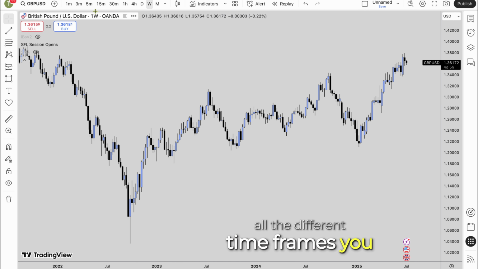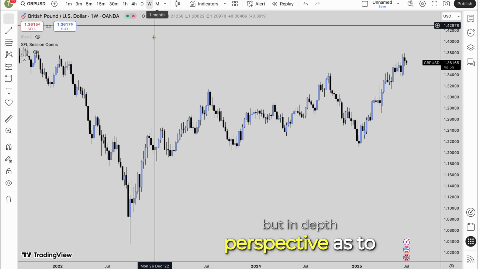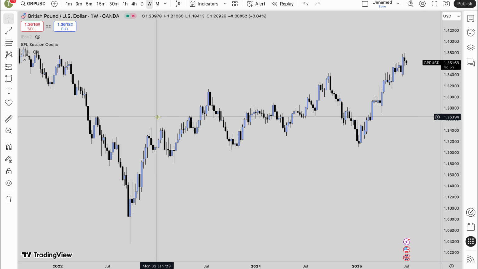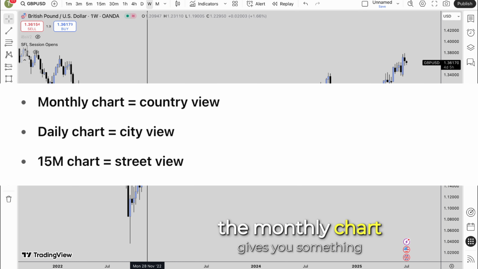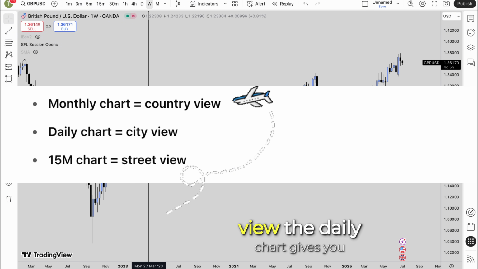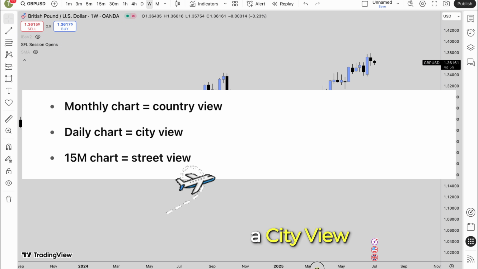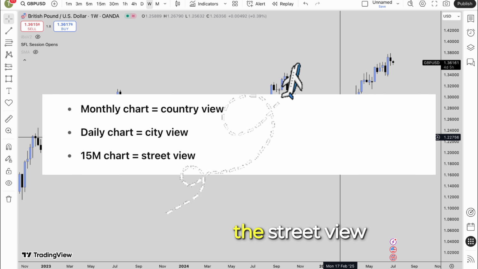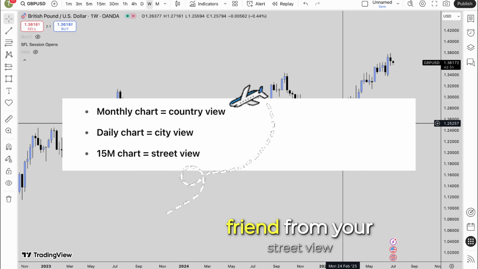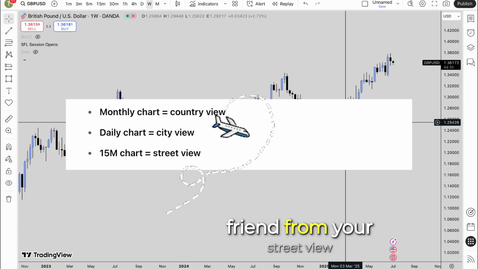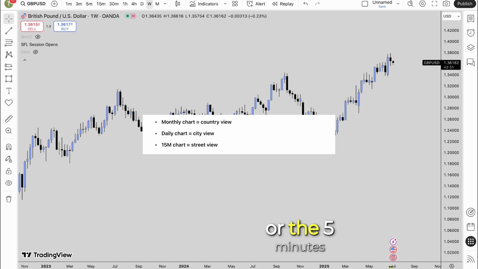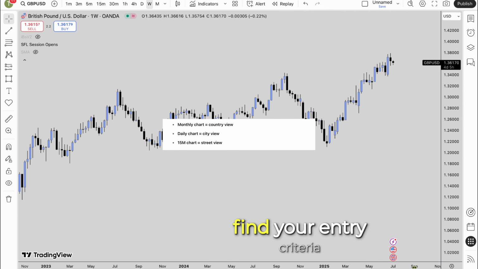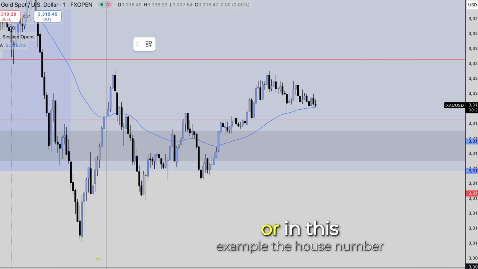All the different time frames you see here give you a different but in-depth perspective as to what is going on in the market. You can think of it as Google Maps and you're trying to find the location of a friend. The monthly chart gives you something like the country view. The daily chart gives you a city view, and then the 15 minutes is giving you like the street view. Just as you can find a friend from your street view, you might also want to go down, maybe breaking it down to find the house number. So that is you further dropping down to maybe the 3 minutes or the 5 minutes or maybe the 1 minute to find your entry criteria, or in this example, the house number.